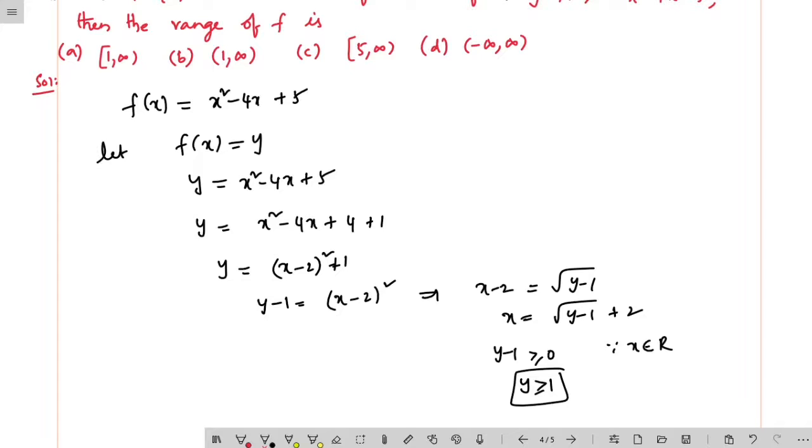So that we can say that the range of f is closed 1 to infinity. Which option is closed 1 to infinity? Option A. We'll see the next question.